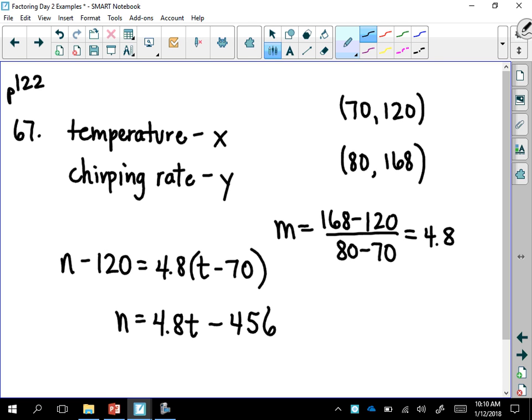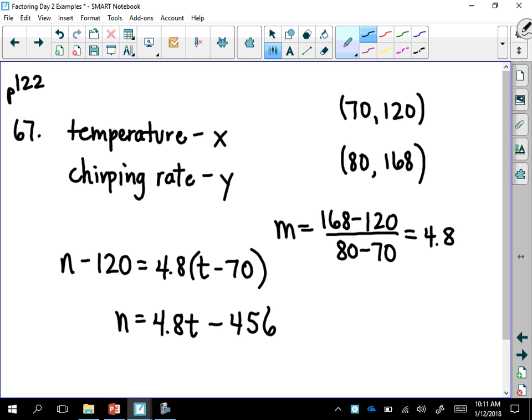And then it says that the crickets are chirping at 150 chirps per minute. Estimate the temperature. So we'll plug 150 in for N, and we can solve for T. I know you can figure that out if you need to. What does that slope represent in this particular problem? Fahrenheit. Good. All right. So for every 1 degree Fahrenheit increase, the number of chirps per minute increases by 4.8.